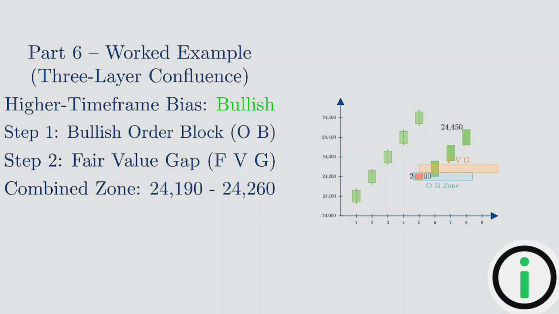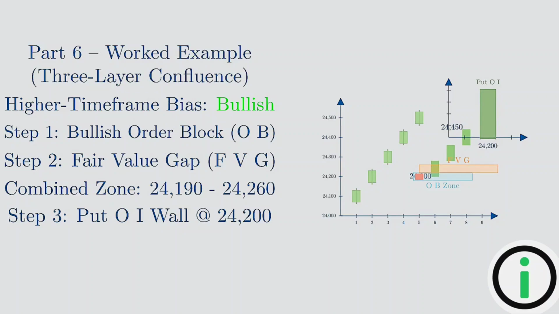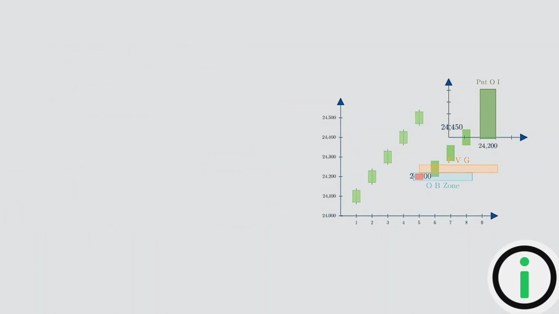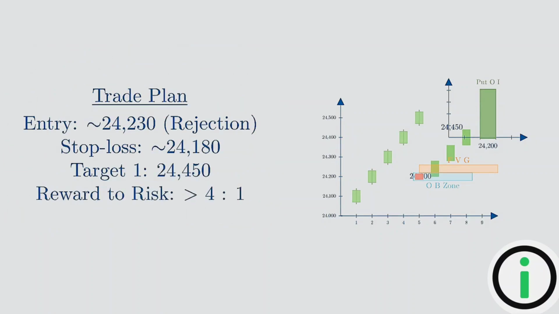Checking the option chain for the nearest expiry, we see a large put OI wall sits at 24,200. This is our third confirming layer, sitting almost exactly inside our price zone. All 3 layers agree. This is a high conviction trade worth acting on. By the end of this example, you should see how price action and derivatives data work together to create a professional trade plan.